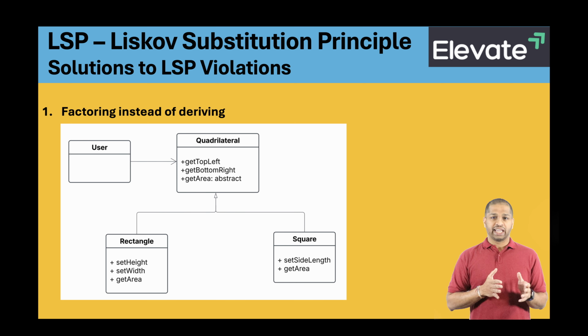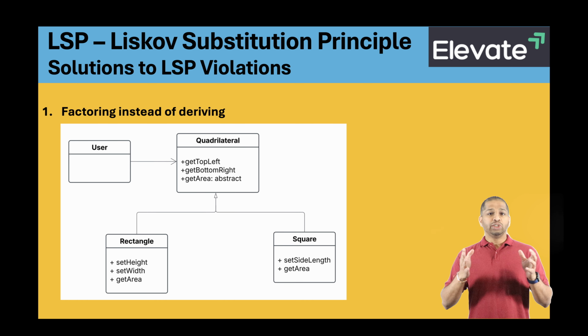So as you can see here, we have been able to factor out the three common methods in both rectangle and square, like these getTopLeft, getBottomRight, getArea methods from rectangle and square, and use them in this quadrilateral base class, and then we will be extending rectangle and square from this base class.